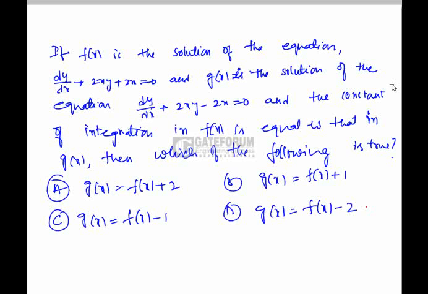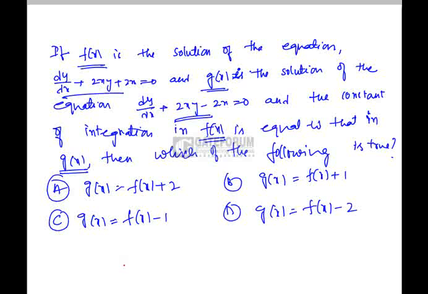In this problem, it is given that f of x is the solution of the differential equation dy by dx plus 2xy plus 2x equal to 0, and similarly g of x is the solution of the second differential equation which is given, and also given that f of x and g of x have the same constant values. That means the constant values of these solutions are equal. If they are equal, we have to check which of the options holds good.